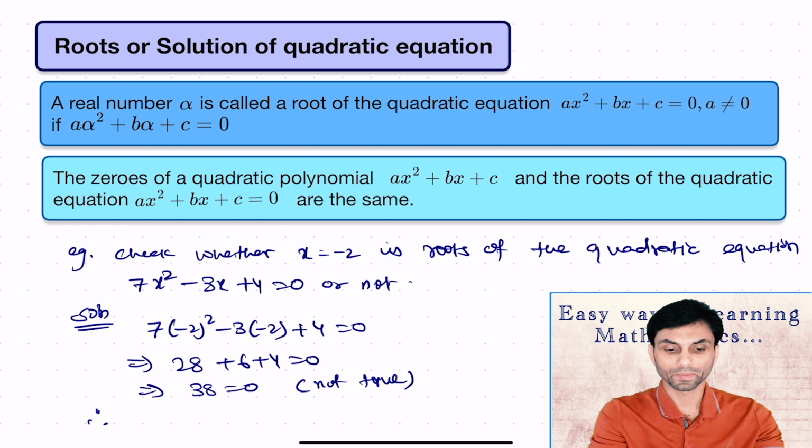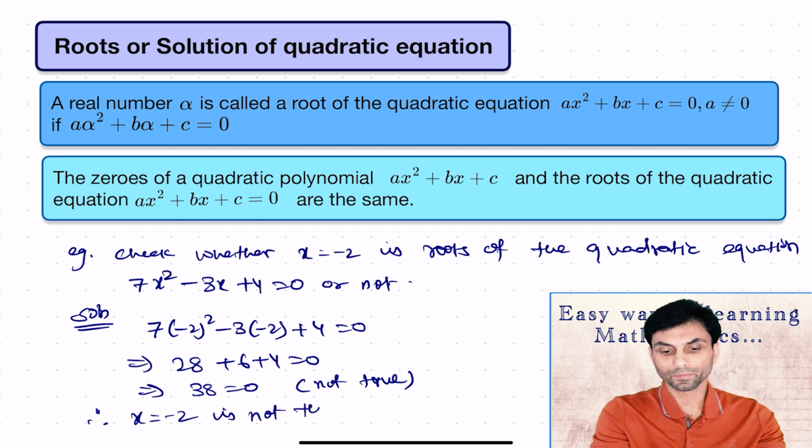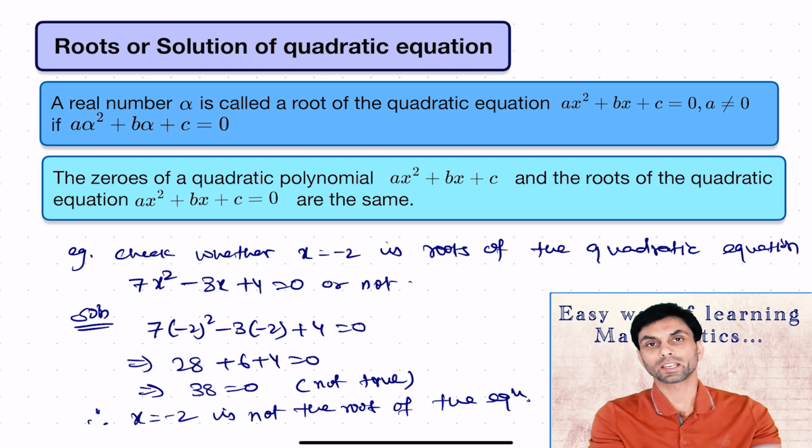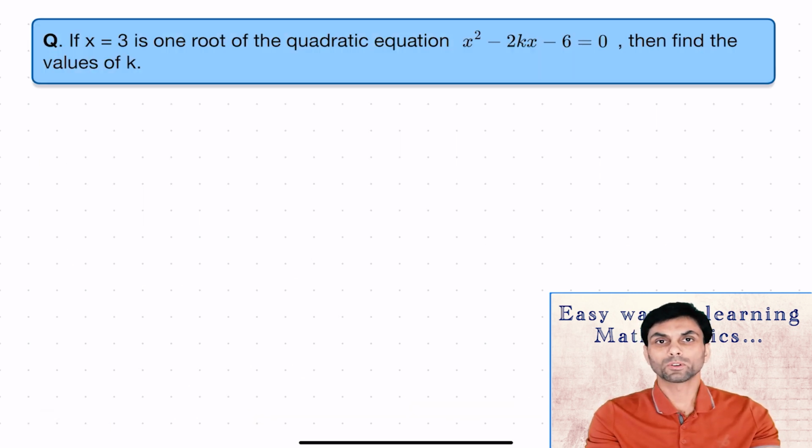Therefore, we can say that x equals minus 2 is not the root of the equation. So this is how we can check whether a given value is the root of a given quadratic equation or not. Let's talk about one more question, where it is saying that if x equals 3 is one root of the quadratic equation x square minus 2kx minus 6 equals 0, then find the values of k.